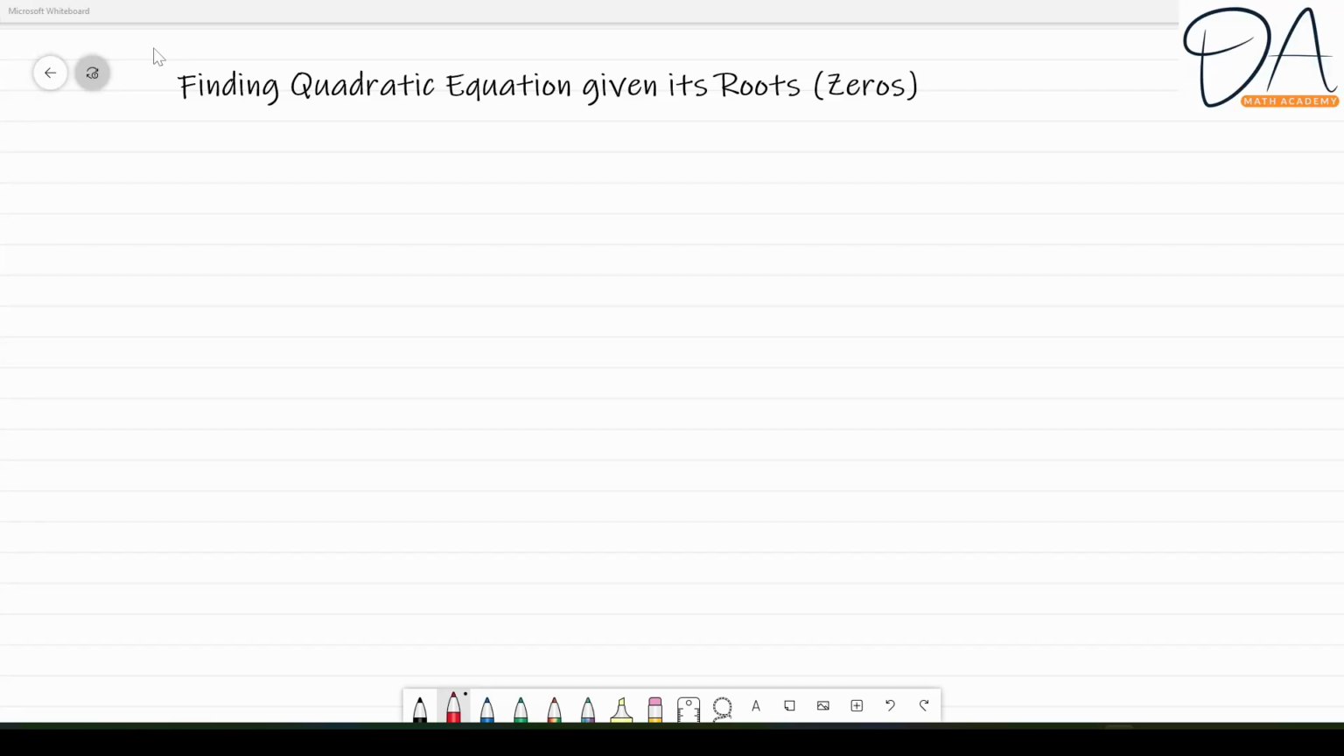Today we'll be talking about how to find a quadratic equation given its roots or zeros. In this video, I'm going to first start with a simple example to illustrate the general approach to find the quadratic equation, and then we'll derive the general formula that you can use to quickly find the quadratic equation, and then we'll use this general formula to solve different examples that illustrate different cases for the use of the general formula. So let's get started.